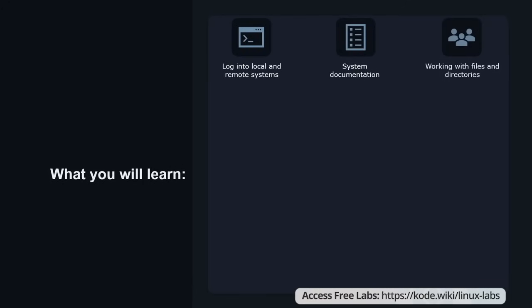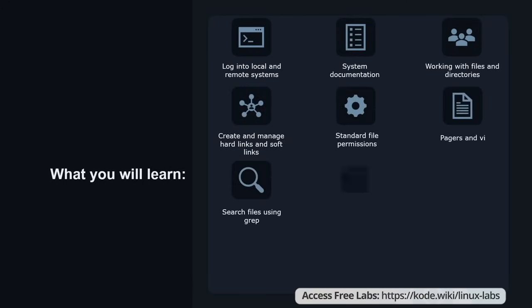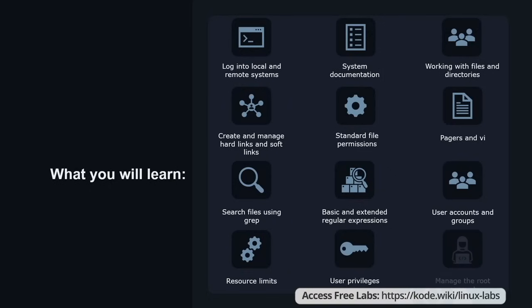Here's what you'll learn in this course. Log into local and remote graphical and text mode consoles, read and use system documentation, create, delete, copy, and move files and directories, create and manage hard links and soft links, list, set, and change standard file permissions, use pagers and the vi editor, search files using grep, analyze text using basic regular expressions and extended regular expressions, create, delete, and modify user accounts, local groups, and group memberships, configure user resource limits, manage user privileges, and manage access to the root account.